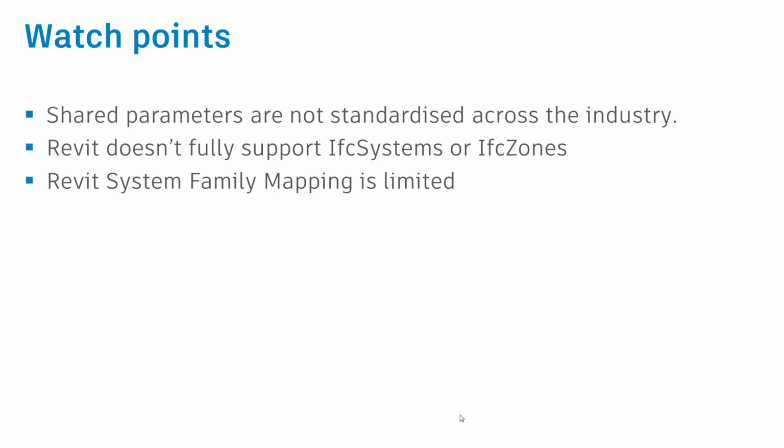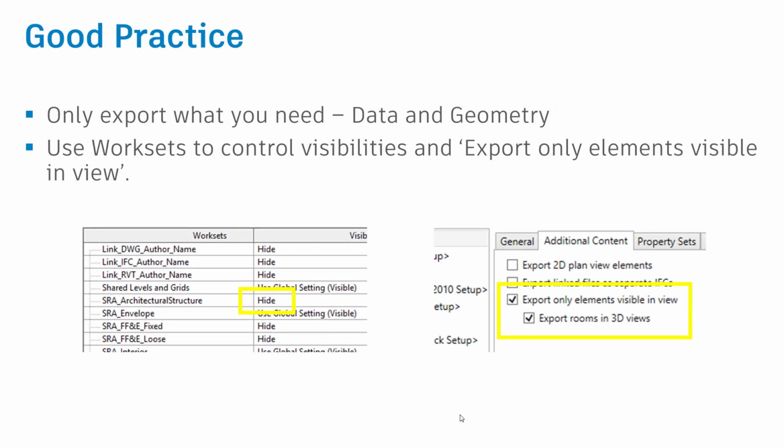Revit, as we talked about, doesn't fully support IFC zones. I haven't really talked about IFC systems, but Revit doesn't support them either. Revit export doesn't support them in the way that UK COBie requires them. It will export out MEP systems, but BS 1192 Part 4 requests that every element should belong to a system. And unfortunately, Revit doesn't support systems in that sense. So system families are limited to MEP stuff only.